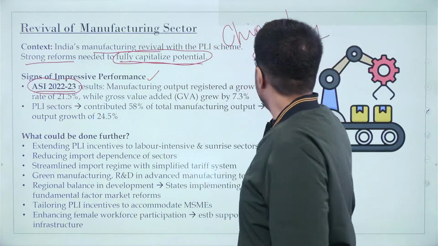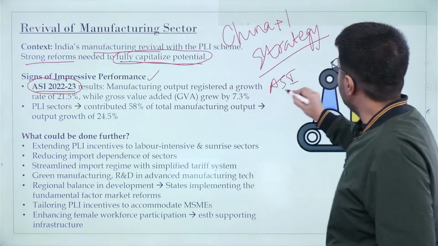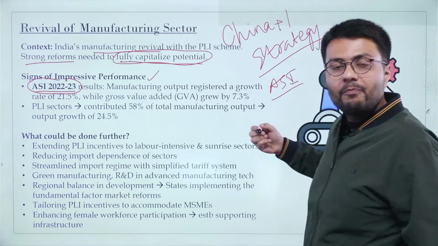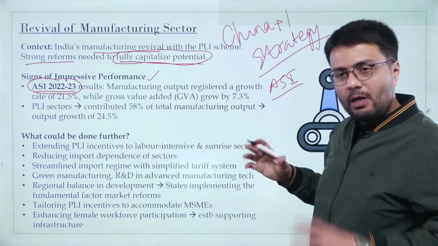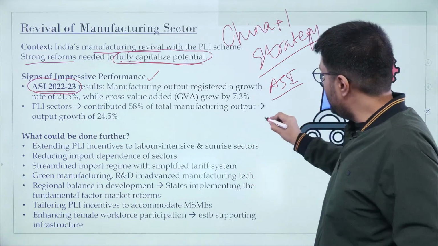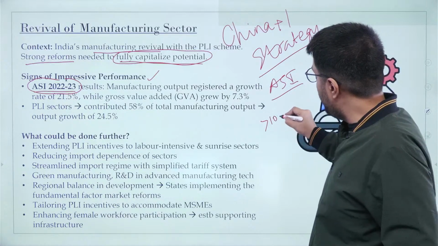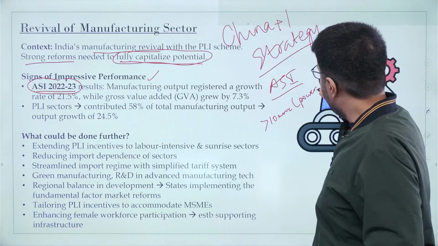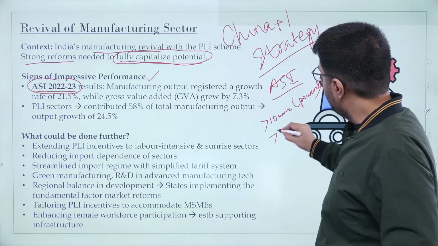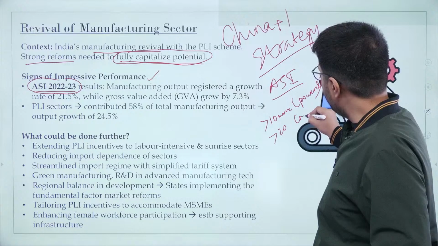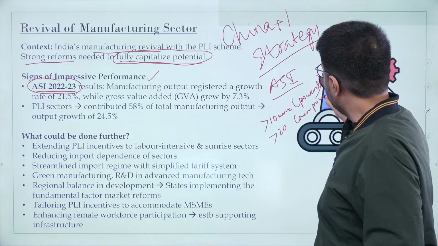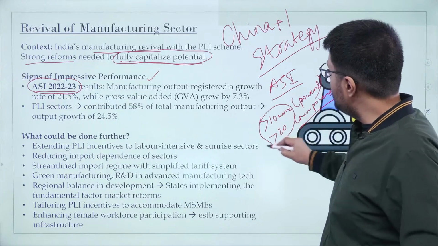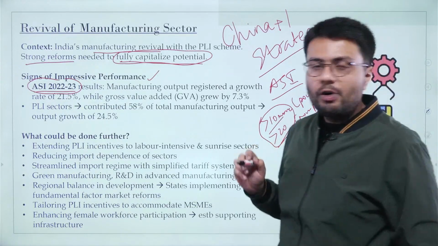Now, Annual Survey of Industries is a survey of industries, as the name highlights. It surveys formal manufacturing establishments, especially the establishments which employ 10 or more people, if it is a powered industry, and more than 20 people, if it is a non-powered industry. So this was the reason why you need Annual Survey of Industries.